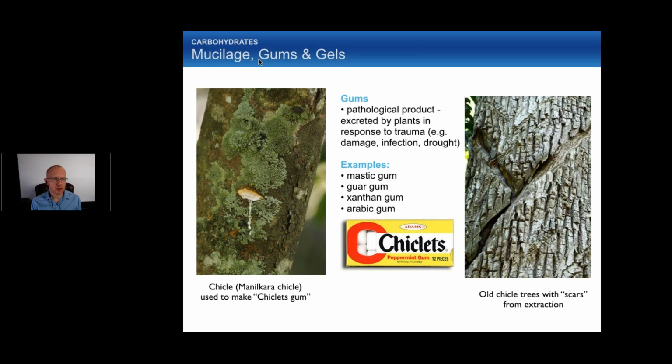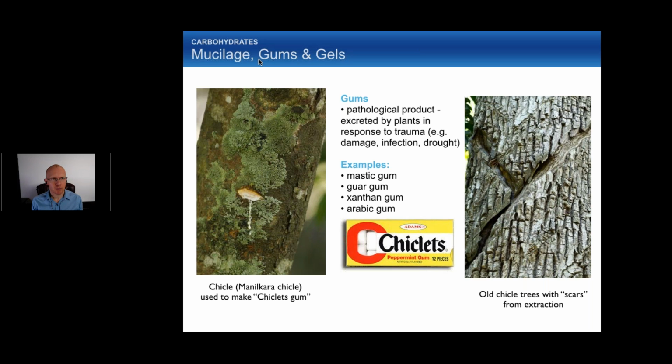And so the tree on the left is the chiclet tree, which is where Chiclets gum, like chewing gum, originally came from. So they would make large incisions in the bark, and when the liquid oozed out of it, they would collect it in containers, dry it, and package it up and make it into chewing gum. I would imagine that most gums now are probably synthetic, but maybe they're still using natural products, I don't know.